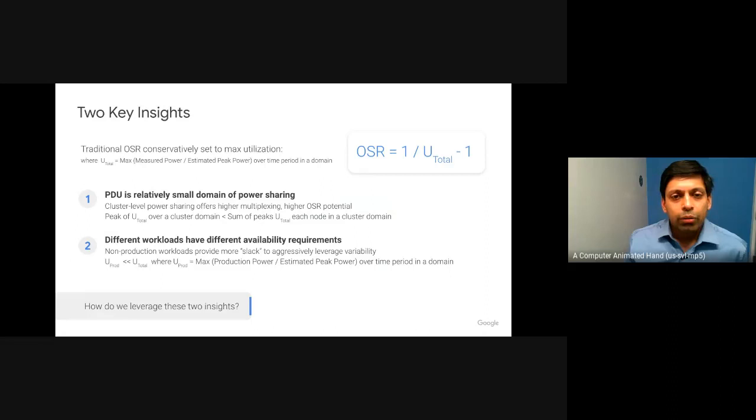With that overview, we want to expose two key insights which our team has identified through this paper. Number one, oversubscription can be increased by increasing the domain size to a whole scheduling domain compared to typical PDUs of the past. And two, we can utilize the slack from non-production jobs to manage the variability in power utilization and in turn increase oversubscription.